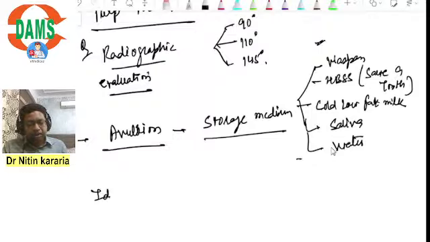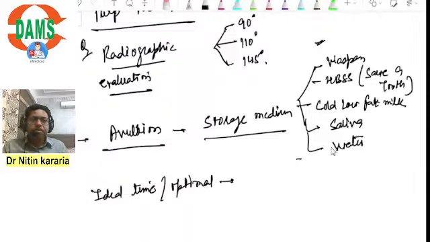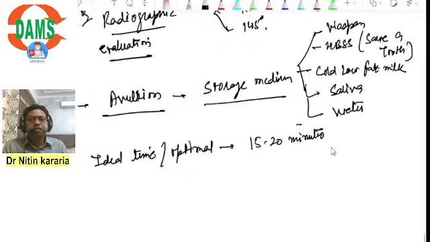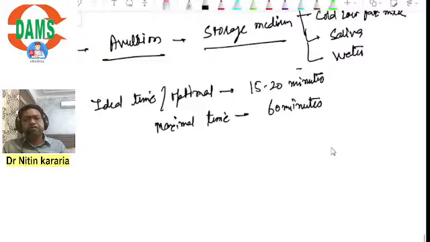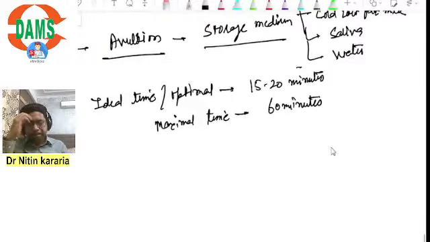The ideal or optimal time for avulsion, which results in favorable prognosis with the treatment, is 15 to 20 minutes for replantation. Okay, and the maximal time after which the survival is least likely is 60 minutes. In such cases, it depends upon 2 factors. The first factor is maturity status of tooth.